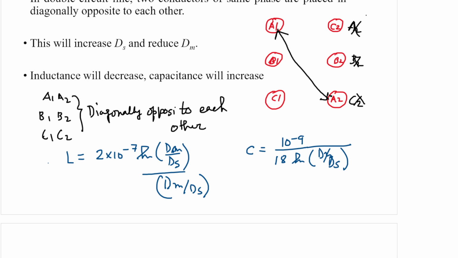Now, for any power system, if we have a lower value of the inductance and a higher value of the capacitance, it is always beneficial for us. If we can achieve that, then it will be beneficial. So if we can arrange A1 and A2 diagonally opposite to each other, then we can achieve maximum ds.